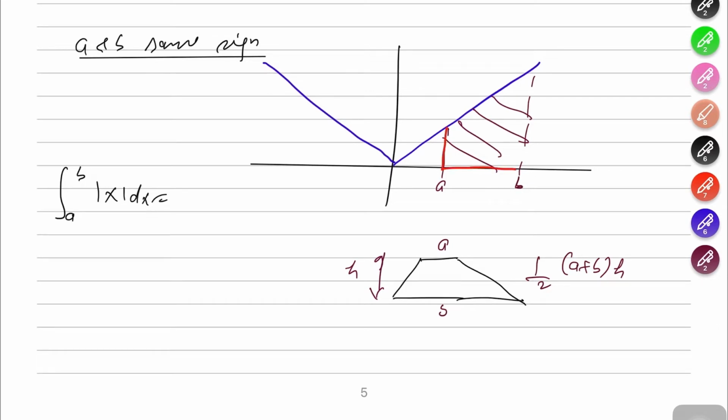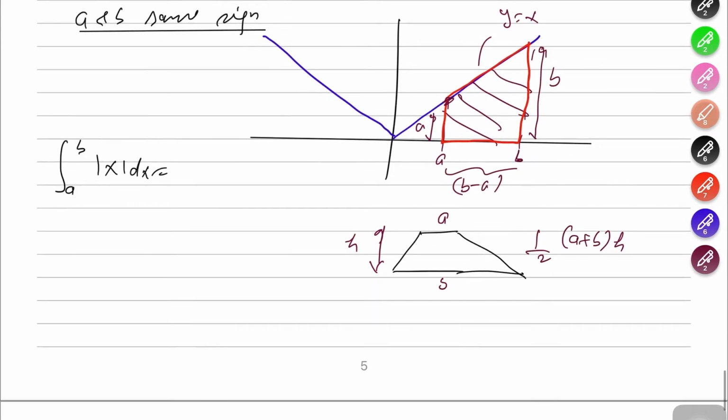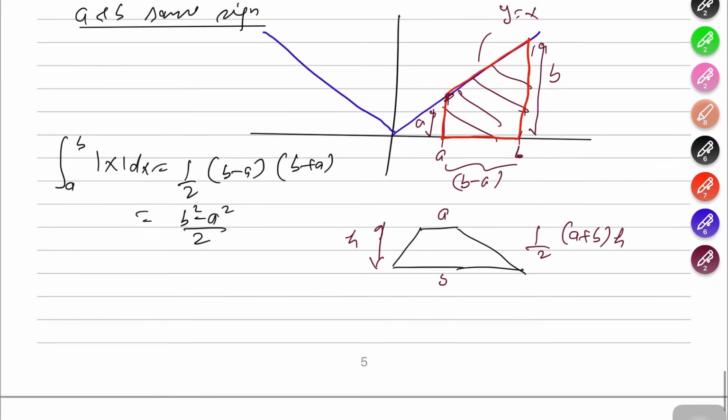So here also we are forming a trapezoid. This length is b minus a, this length is b, and this length is a, because this is the y is equal to x line. So y is equal to x line means at x is equal to a, y is equal to a. At x equal to b, y is equal to b. Okay, so what is this area? It is half, the distance between parallel sides is b minus a, and the sum of parallel sides is b plus a. That is b square minus a square by 2. And maybe if it is the same thing on the left hand side, then again b square minus a square.